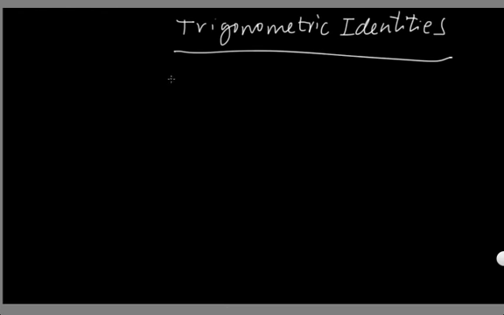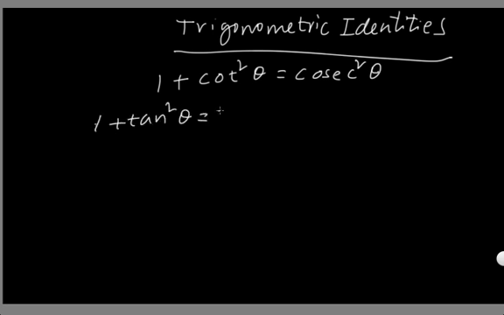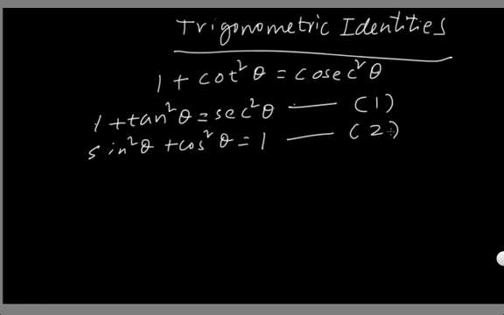The next trigonometric identity that we are going to solve is 1 plus cot square theta is equal to cosecant square theta. Again, there are two ways we can solve this. One is a straightforward way of using the previous identities that we have derived. We know from our previous identity that 1 plus tan square theta is equal to secant square theta, and we also know sin square theta plus cos square theta is equal to 1. Let's call this 1 and let's call this 2.